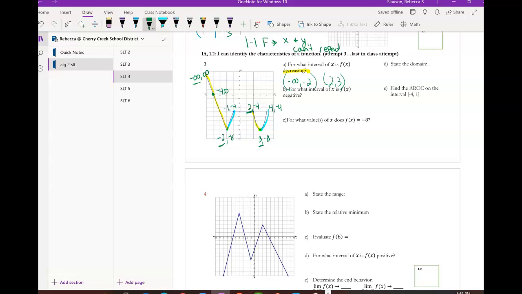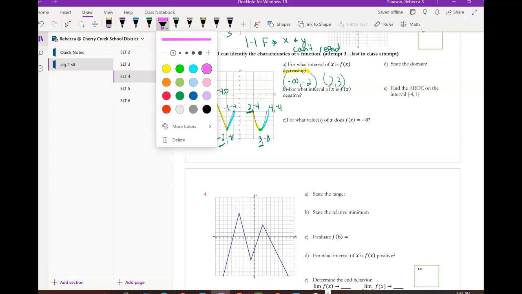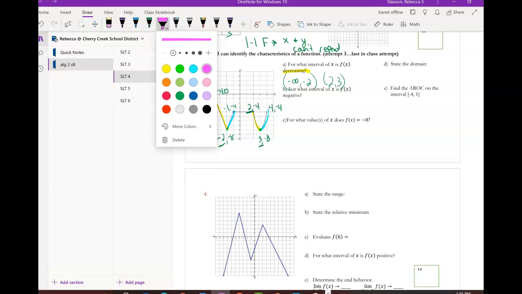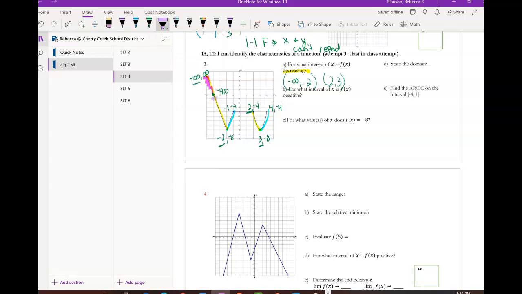So now I want to do negative. So with negative, I'm going to switch to a different color. And where's it positive and negative? So right now I'm going to be showing you positive. But then once I cross that x-axis, it will become negative. So it's negative, negative, negative until you get to the very end. So that whole stretch is negative.